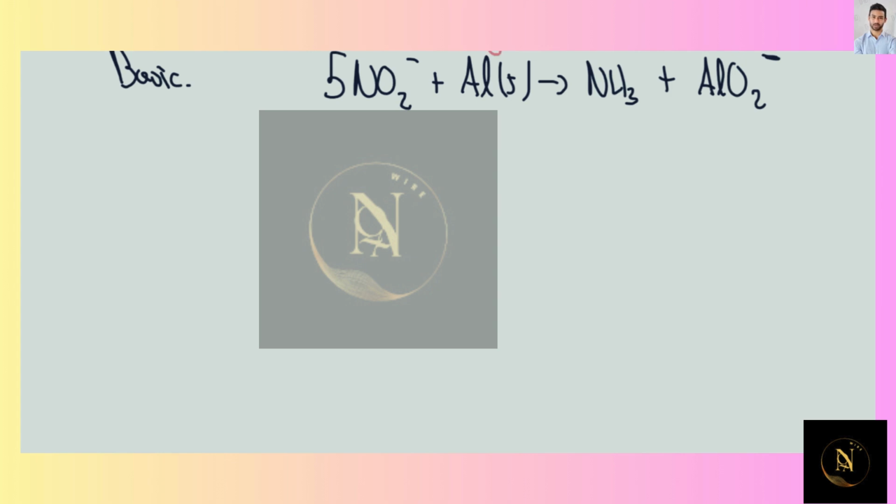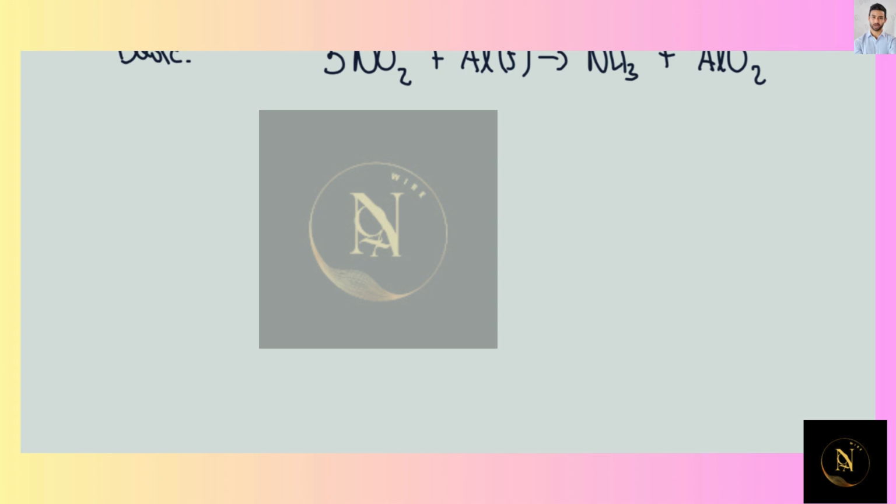Aluminum is going from aluminum 0 into aluminum 3 plus. So aluminum is going to get oxidized. And on the other hand, nitrogen is going to go from nitrogen 3 plus into nitrogen 3 minus. So nitrogen is going to get reduced.